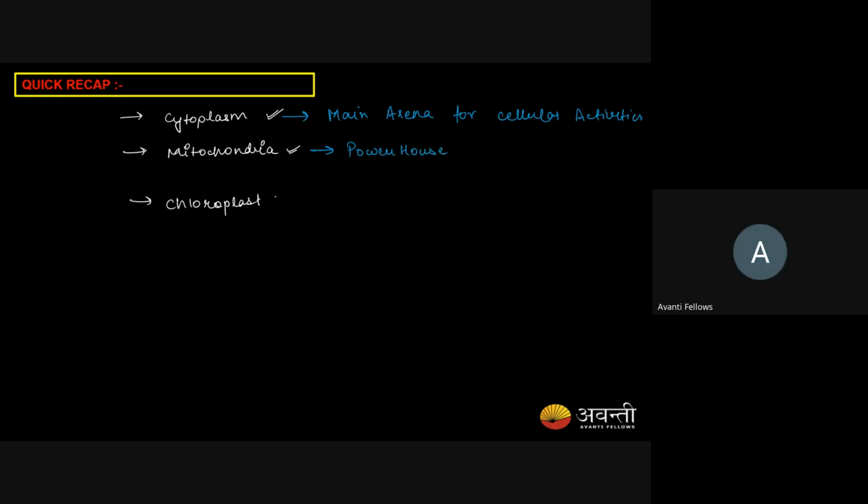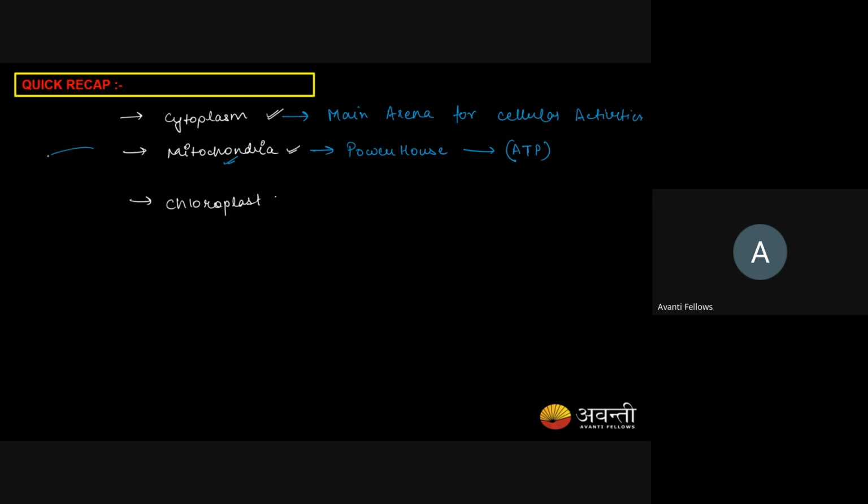So in the next chapter, basically photosynthesis in higher plants, we will study how mitochondria is able to produce energy in the form of ATP. What is the full form of ATP? Adenosine triphosphate. Very good. So in the next chapter, we will study how we produce ATP, and why we call mitochondria the powerhouse of the cell.